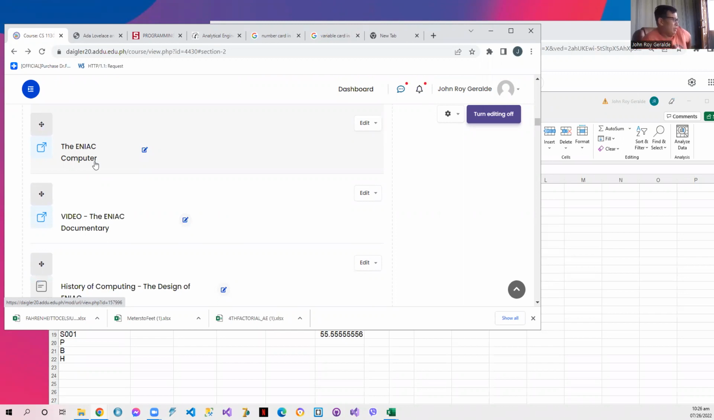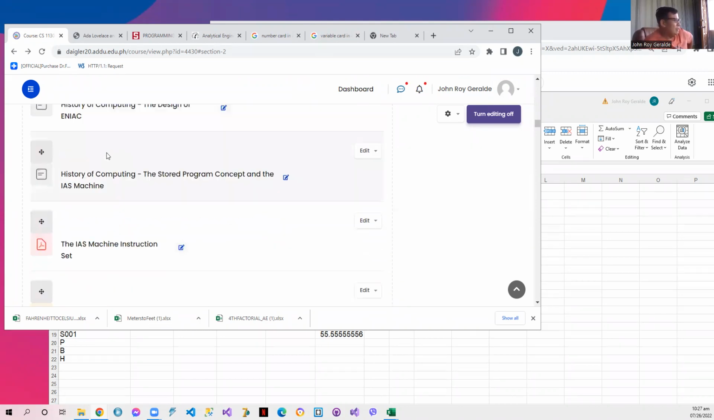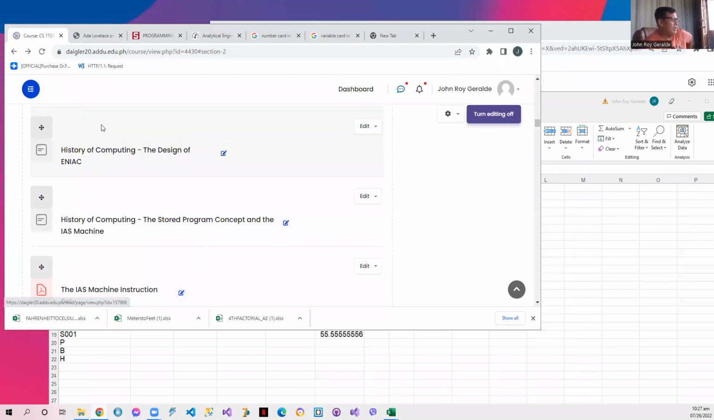Because the analytical engine is mechanical, right? And the first electronic computer came in the early 1940s. Before the war, it was finished after the war. And then we look at the design of ENIAC. We will try to show that it has very close similarities to the analytical engine. Why? Because ENIAC is also a decimal computer. Electronic lang siya. But it's really similar to the analytical engine.